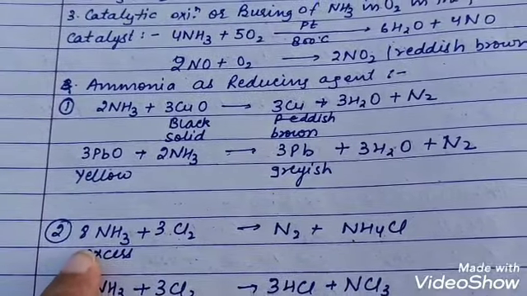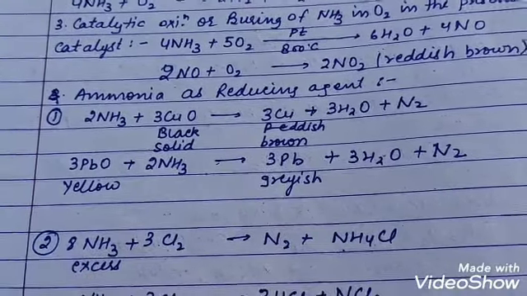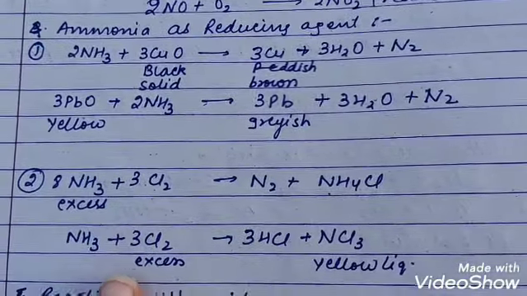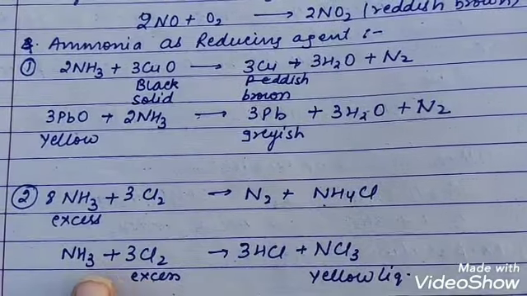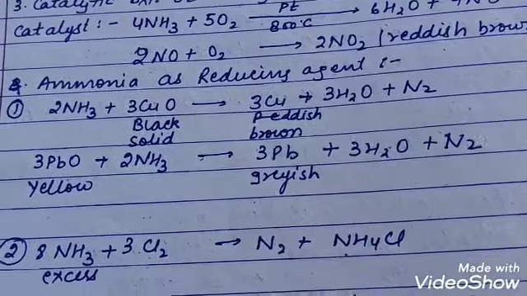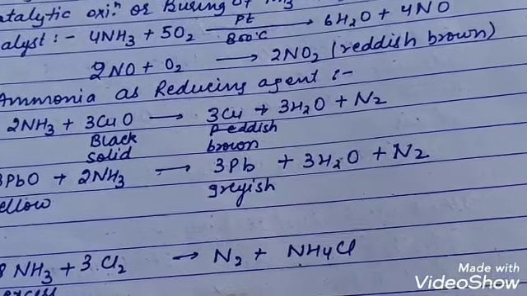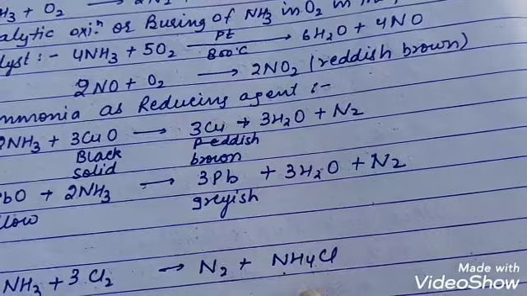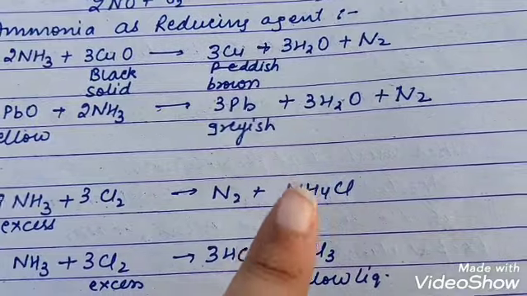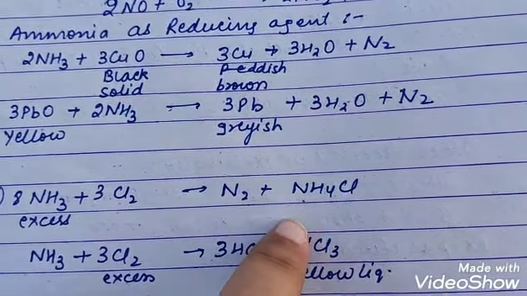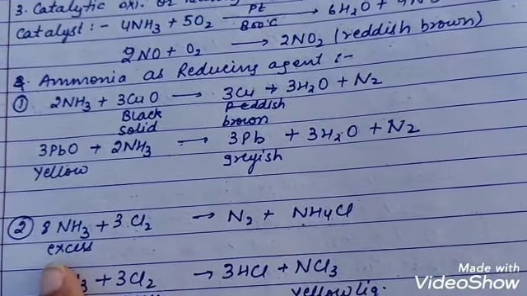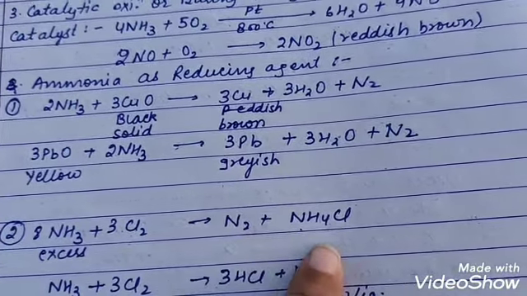Here it is 8 NH3 and 3 Cl2. Just by looking it is clear. 8 NH3 means ammonia is in excess. In the other case, NH3 1 and 3 Cl2, ammonia 1 and chlorine 3, means chlorine is in excess. So when ammonia is in excess, it forms nitrogen and NH4Cl. It will be 6 NH4Cl. The reaction is a little unbalanced, but remember it will be 6 NH4Cl. So ammonia is in excess, and it forms nitrogen and NH4Cl.